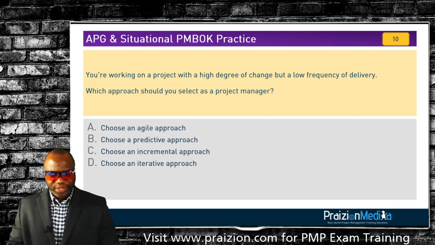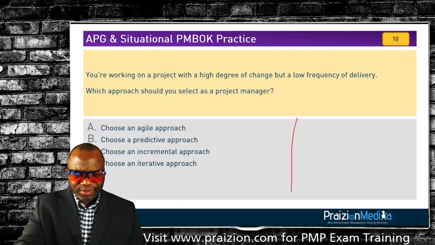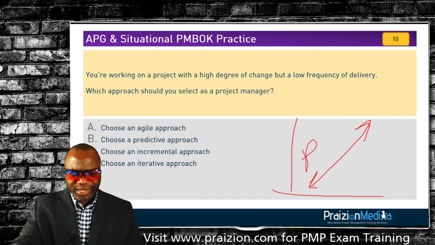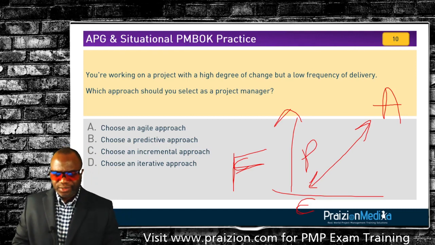predictive, because predictive, if you think about how the map is in your PMBOK guide, right? Remember, you've got predictive here, or your Agile practice guide, I beg your pardon. You've got predictive here, you've got Agile here. You've got the element of changeability, right? And a high degree of change, a low frequency, I beg your pardon. This is frequency of delivery, and this is change on the x-axis.